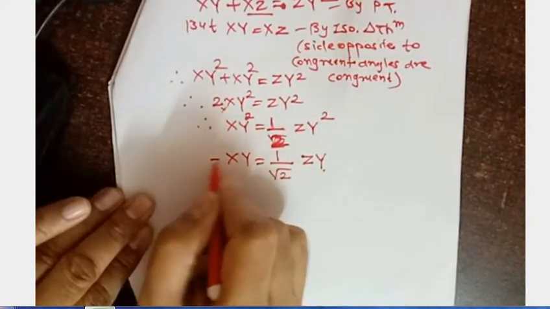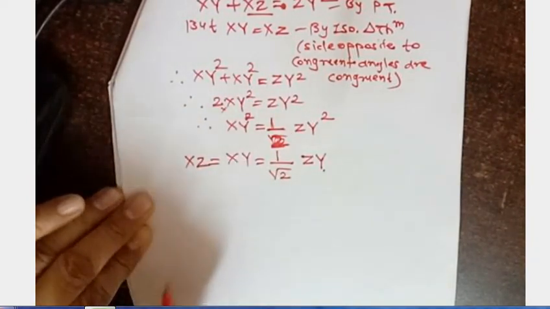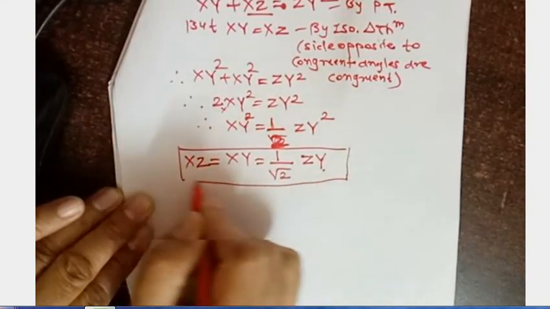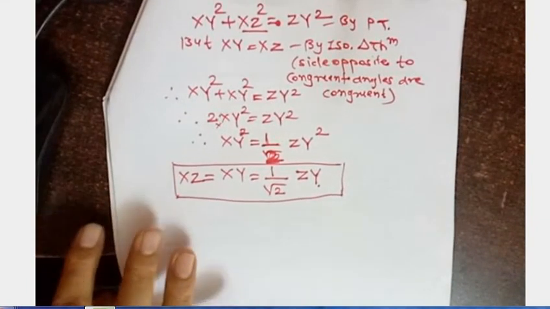But XY is equal to how much? XY is equal to XZ. Therefore XZ is equal to XY is equal to 1 by root 2 times ZY. That is what was to be proved. Understood?